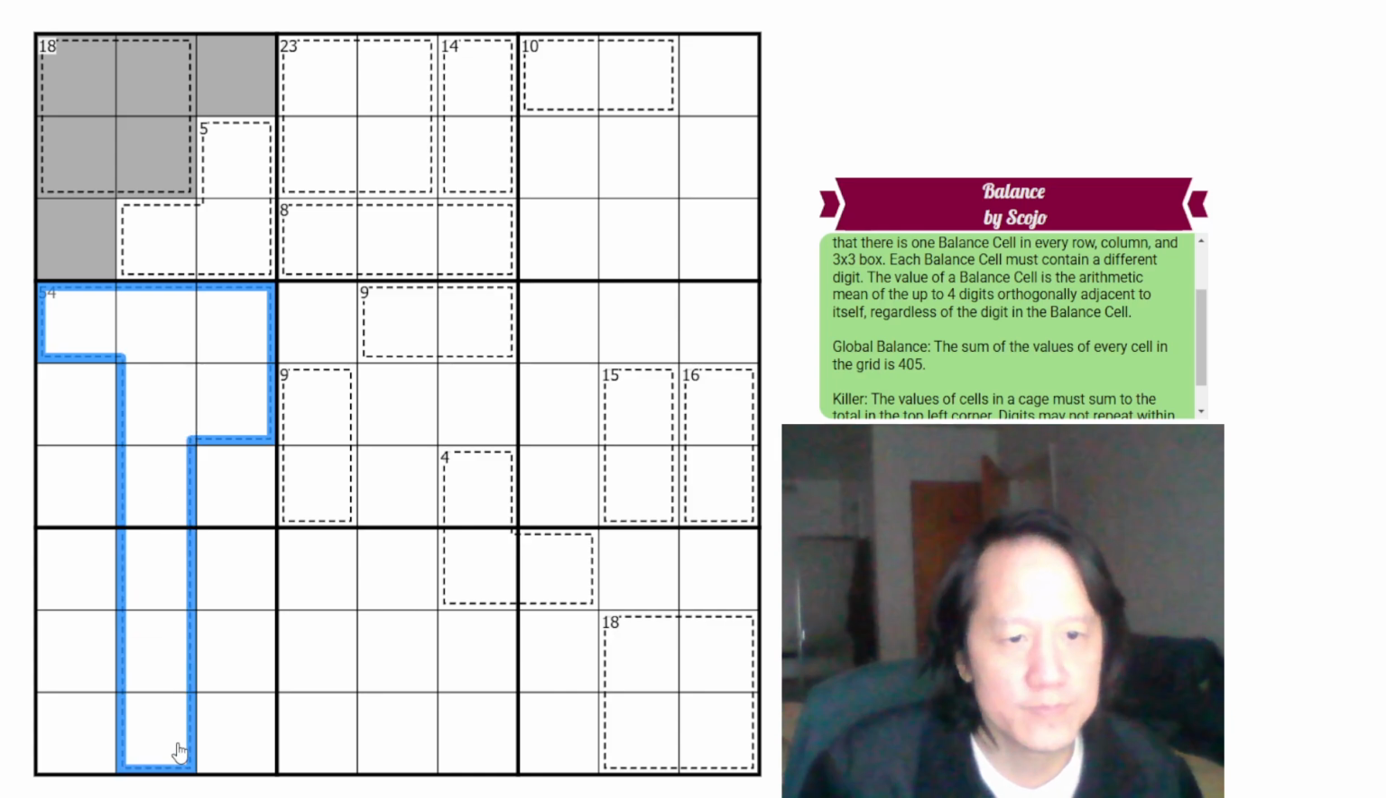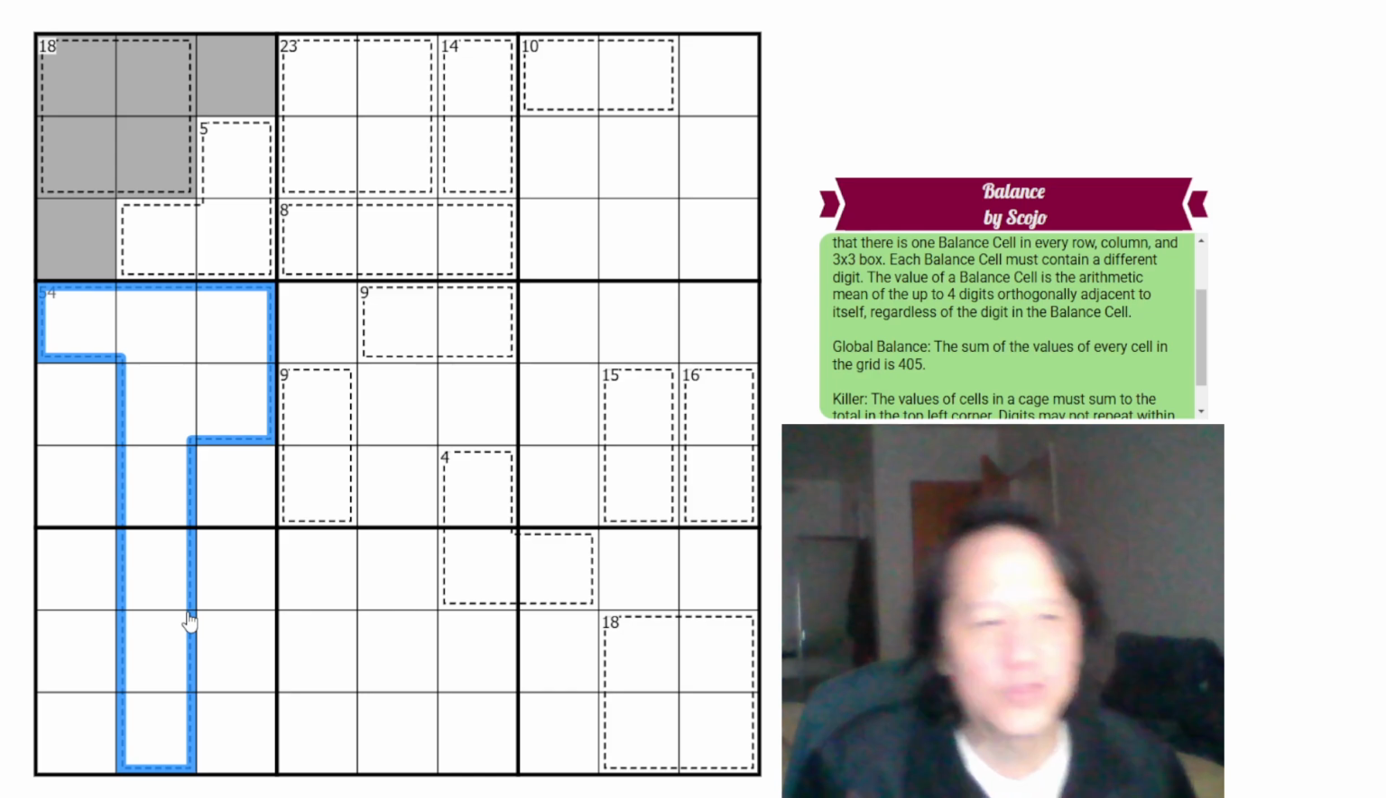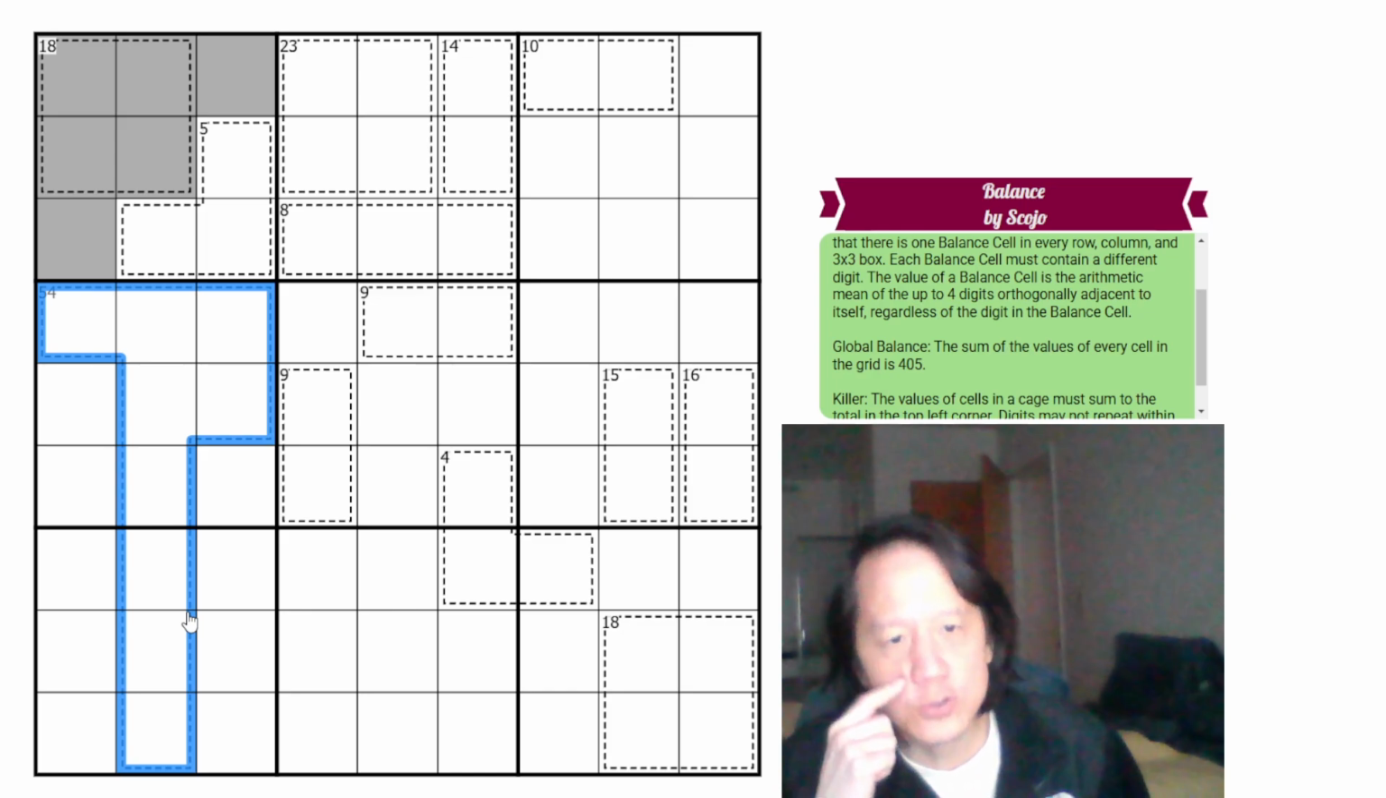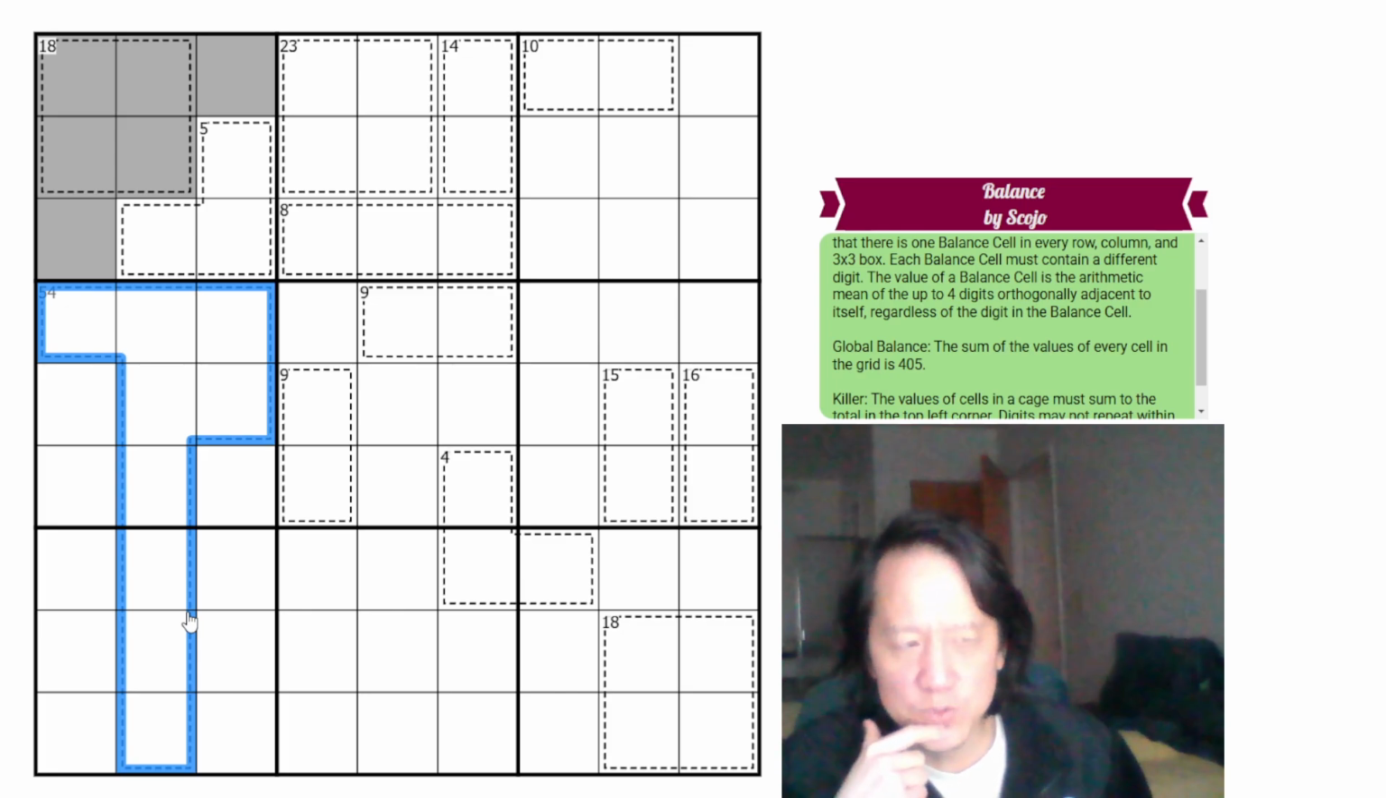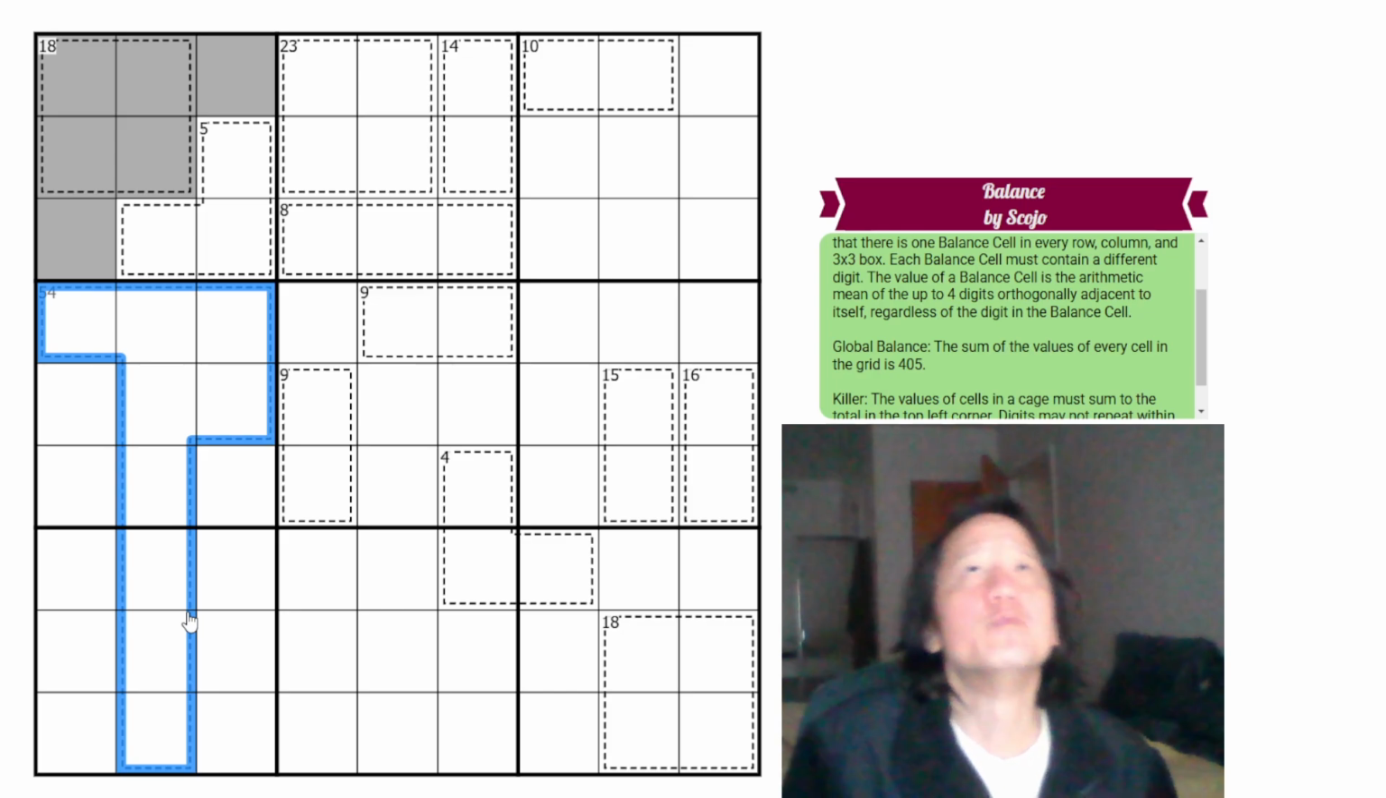54. Okay. You cannot have 9 digits just by the values adding up to 54, obviously. And in fact, I think you have to have 2 balanced cells, right? Because the highest balanced cell you can have would be 9.